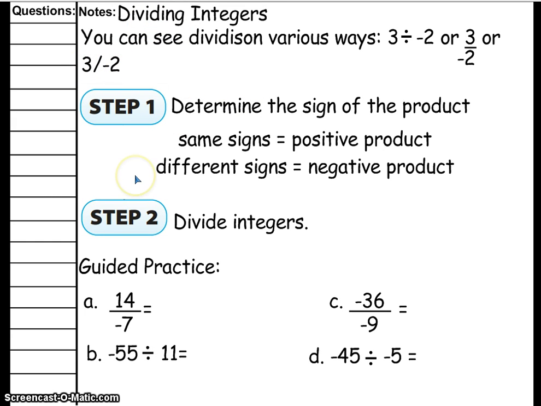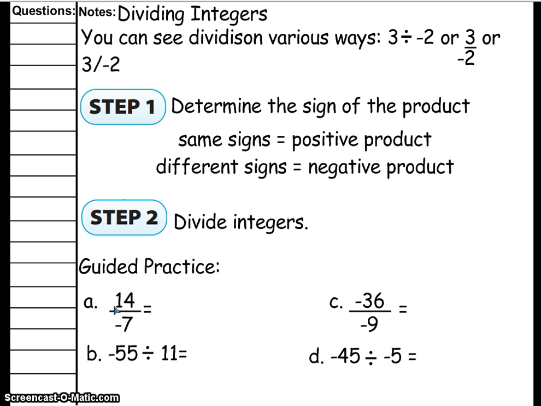Again, just like with multiplying, you want to determine the sign of the product. If both factors have the same sign, your answer will be positive. Even if both signs are negative, the answer is going to be positive. If they have different signs, then your answer is going to be negative. Once you figure out the sign for the product, then you can divide the numbers as usual.